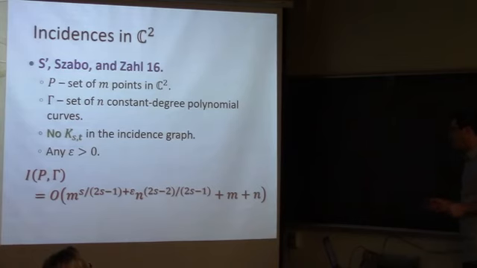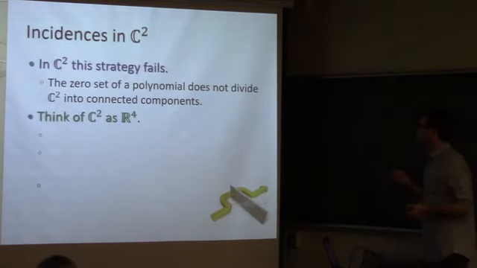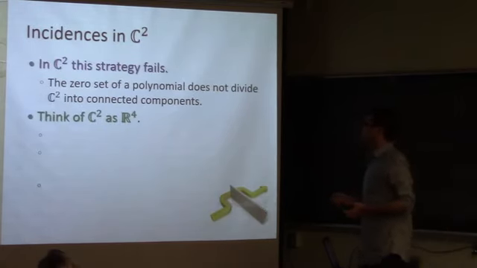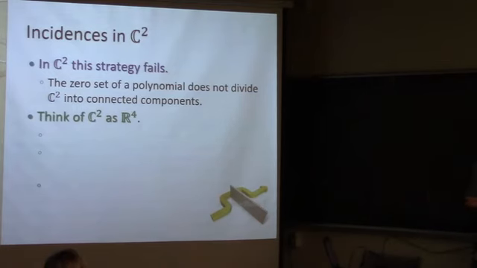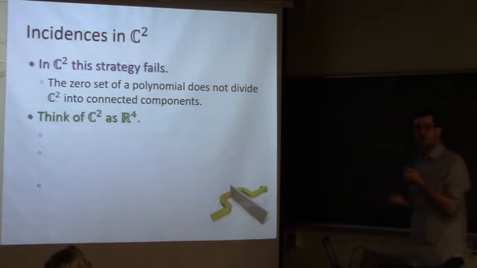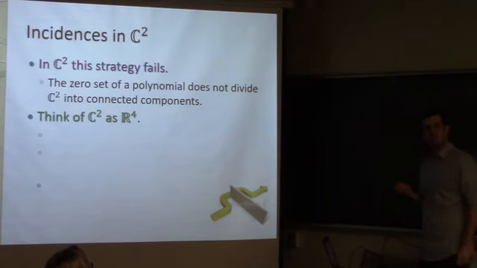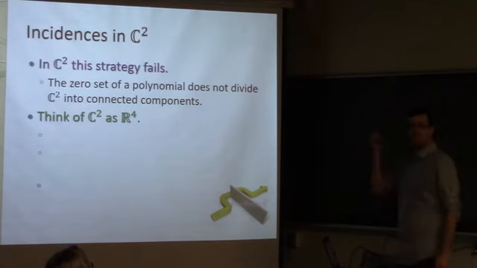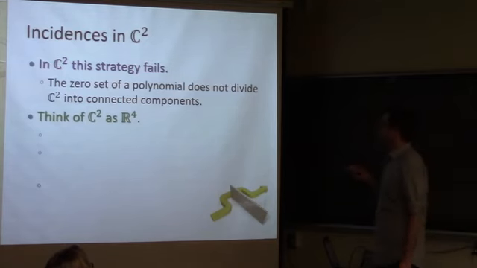Now, why does it require different work? Why do all these works? What doesn't work in complex? So something very basic fails first. A polynomial does not partition the complex plane into cells, right? You take the zero set of the polynomial and you remove it from the complex plane. You don't get cells. You just get most of one big connected component minus some small piece that you removed, right?